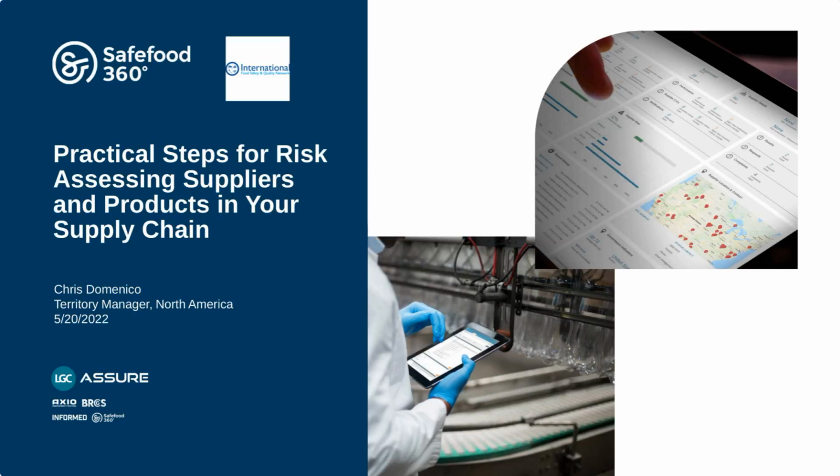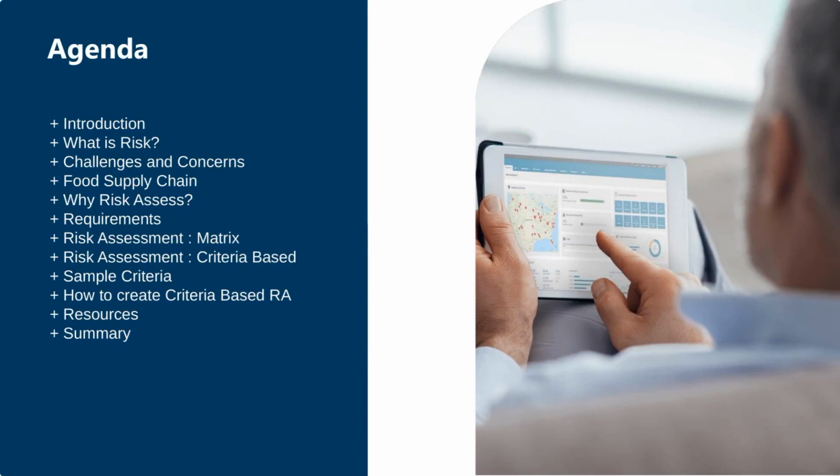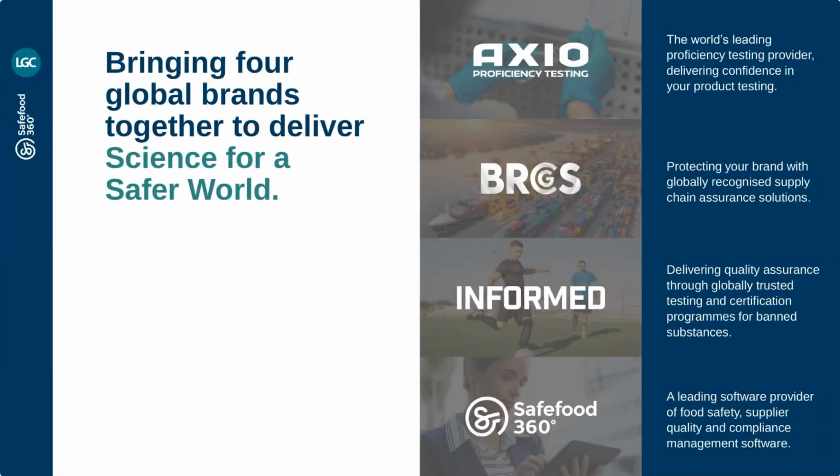Today we're going to take a look at the practical steps for risk assessing suppliers and products within the supply chain. Just a quick agenda here of what we'll be covering today. We'll be taking a look at exactly what a risk is and what our challenges and concerns are. And we'll then drill down through what risk assessments we might carry out here, a matrix-based risk assessment or even a criteria-based risk assessment. And we'll then give you some practical examples of what you might include in your own criteria-based risk assessment.